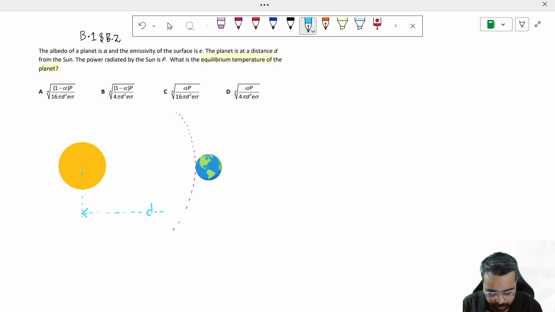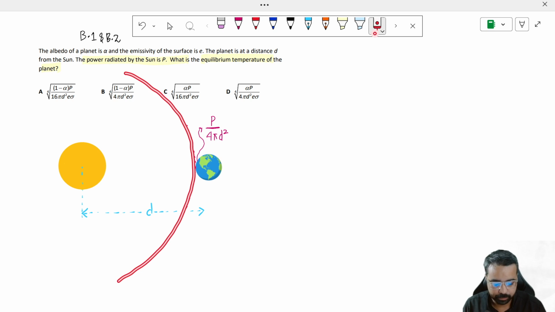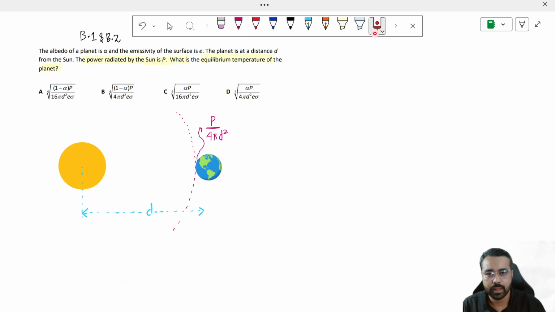So when the radiations are reaching the Earth surface, the intensity or apparent brightness of the light considerably reduces. Eventually the light that reaches the surface of Earth is equal to the intensity, which is power radiated, mentioned here in this question, divided by the area of this imaginary sphere which I have drawn, passing through the surface of Earth. So power over 4 pi d square. You can call it intensity or apparent brightness, both are the same thing.